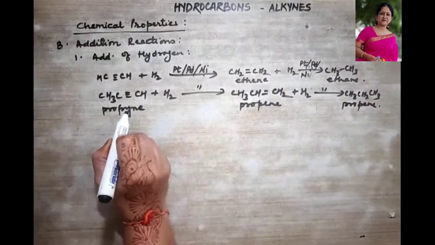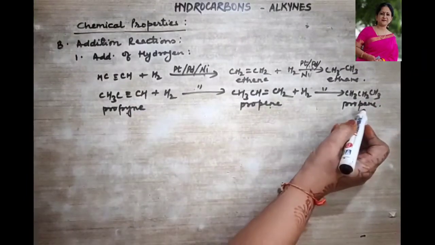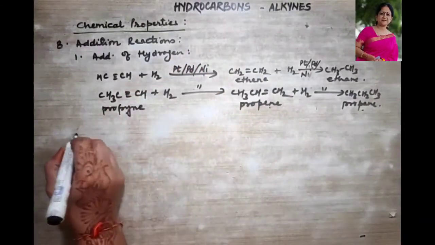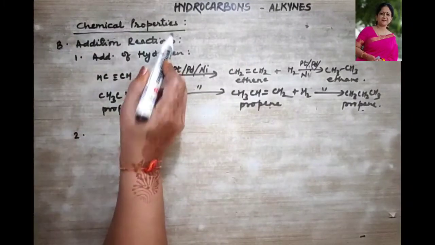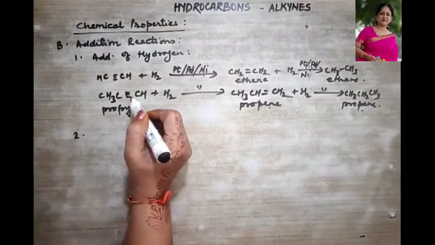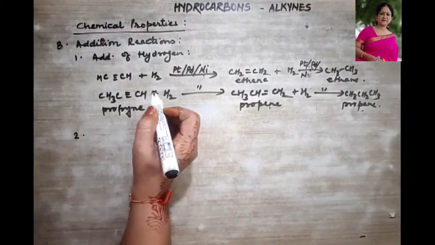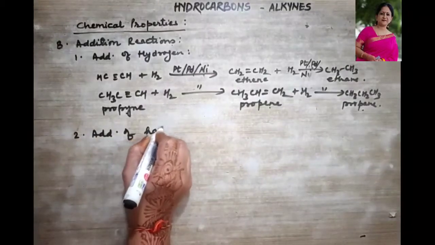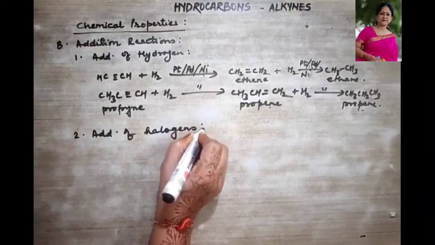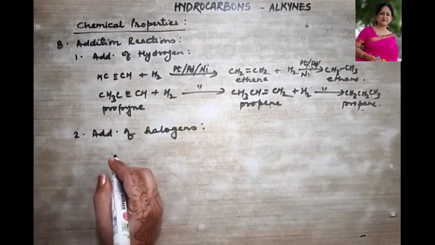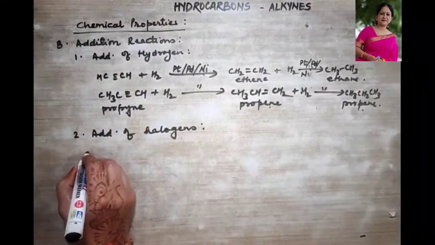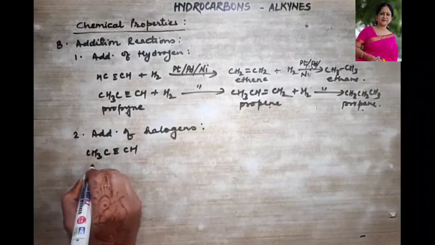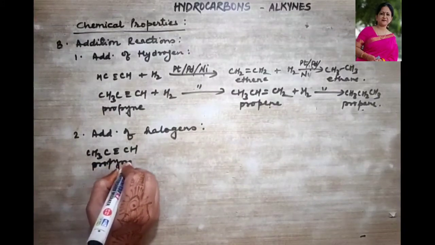So from alkyne to alkene to alkane, when we add hydrogen. Is this point clear? Now next part of addition reactions we are studying. Okay, so one bond is removed and we add the substance. Over here, now let us study addition of halogens. So over here, for example, if we take propyne, that is CH3C triple bond CH. What is this? This is your propyne.